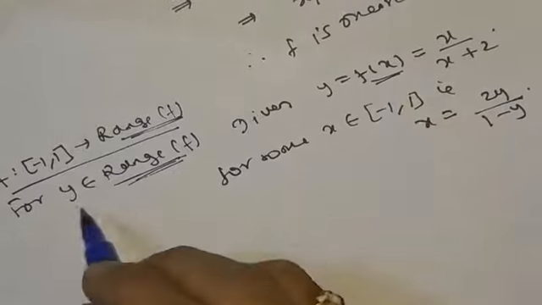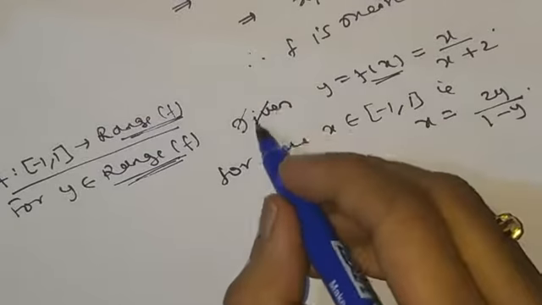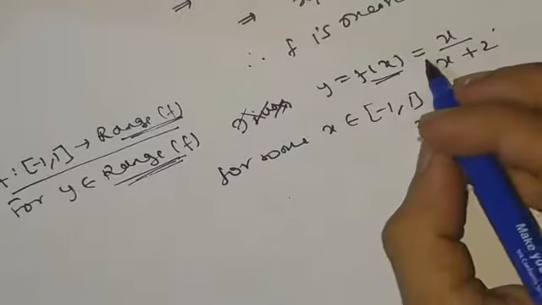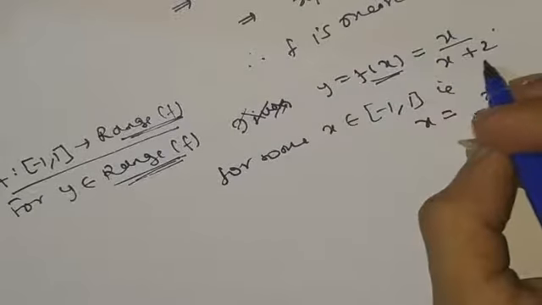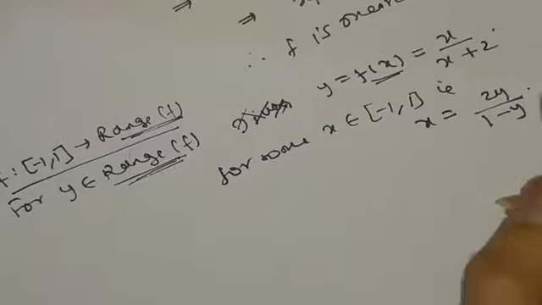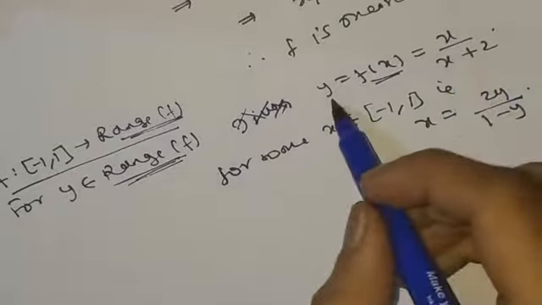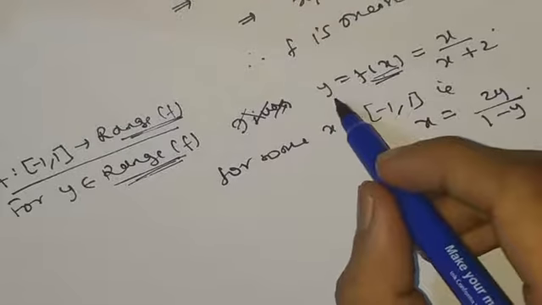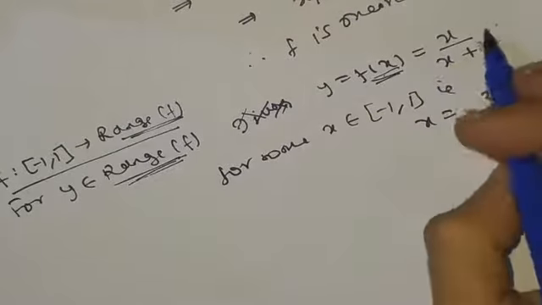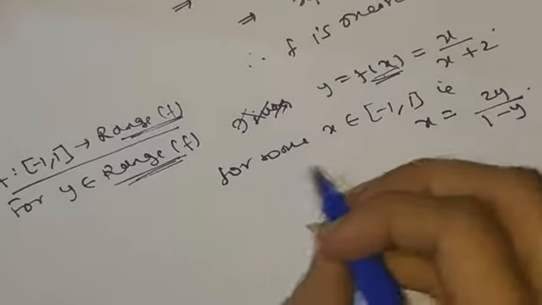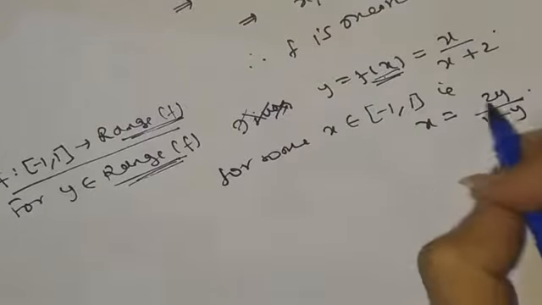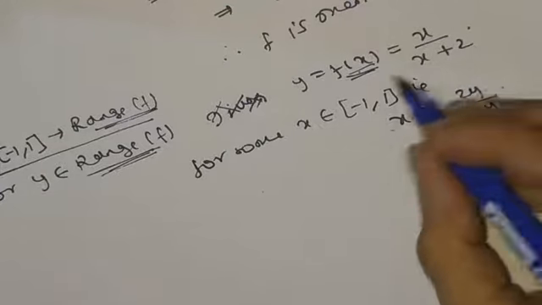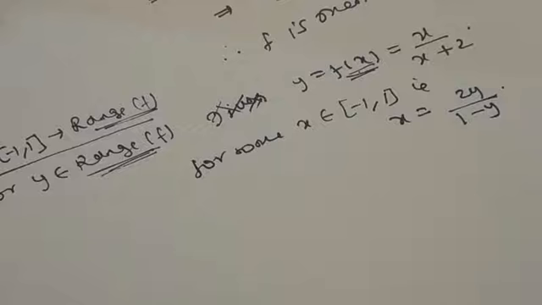So when y belongs to the range of f, y is equal to f(x), which is equal to x by x plus 2. Why? Because of the definition of the function f(x). Y belongs to the range of f, you know that it is in the range of f, we are calling it y. Now that is equal to x by x plus 2, for some x belonging to the set minus 1 to 1, that is x is equal to 2y divided by 1 minus y. So this we have to find, how we get this.